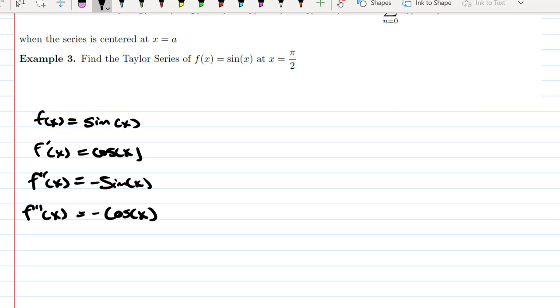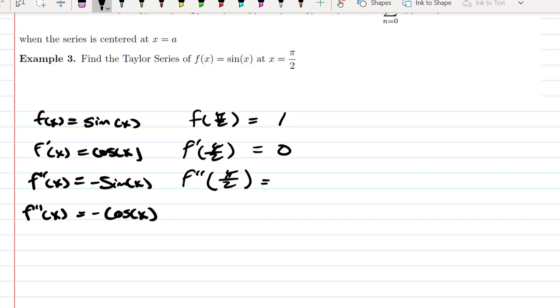If we evaluate at pi over 2, well, f of pi over 2 is the sine of pi over 2, which is 1. The cosine of pi over 2 is 0. The negative sine of pi over 2 is negative 1. And the cosine of pi over 2 is still 0. So it looks like our pattern is going to be 1, 0, negative 1, 0, and then we're going to cycle back.